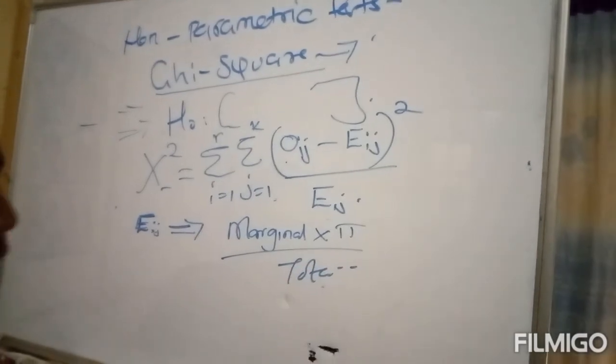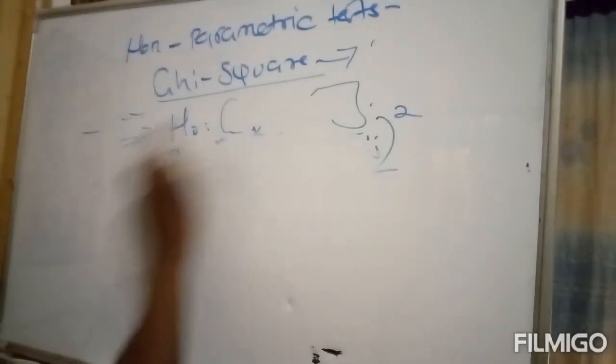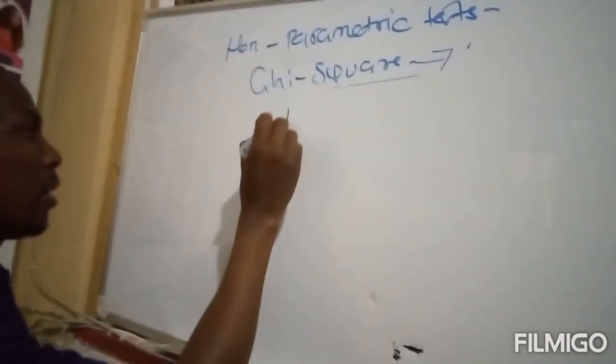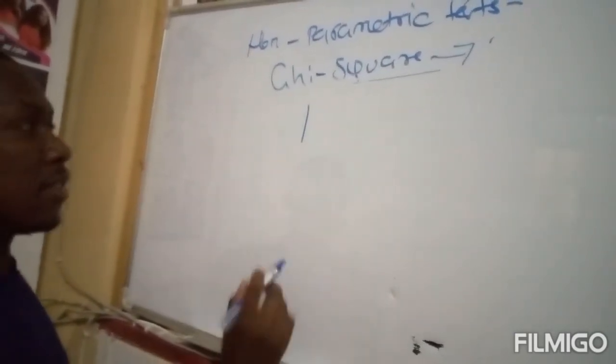Let me show by an example and you will get it better. I want to use data whereby I want to test my hypothesis on whether the education level depends on gender.